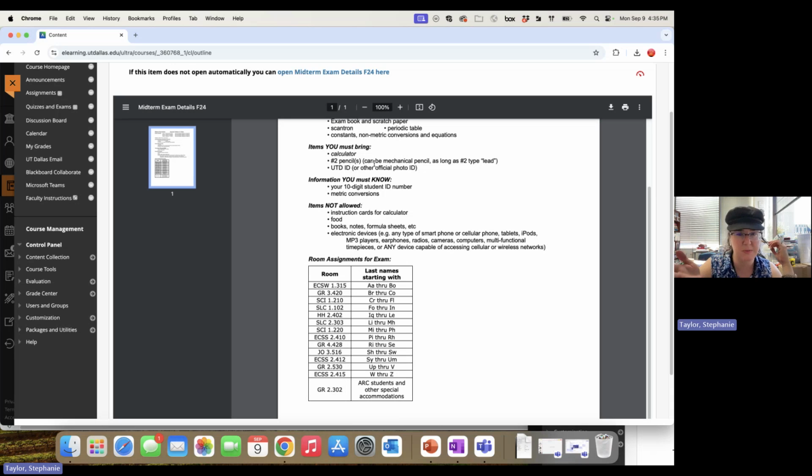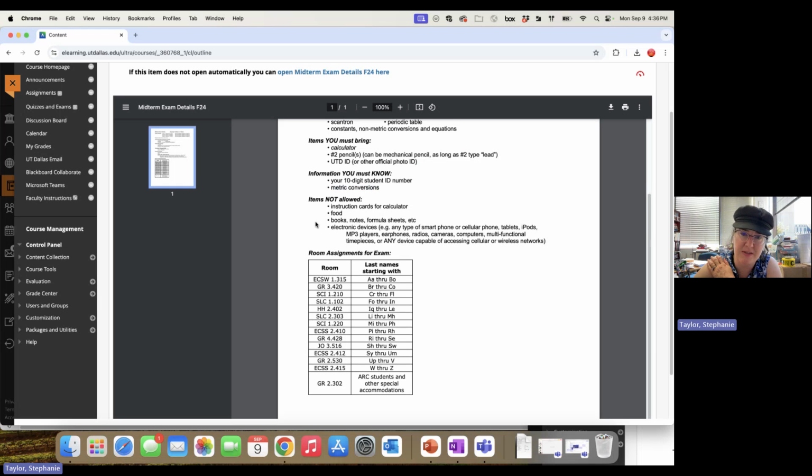Number 2 pencils, can be mechanical. Your UTD ID, so that thing that has a photo ID of you, could be a different official photo ID. We need your 10-digit student ID number as part of what you're going to fill out on the Scantron, and that's the reason why we want you guys to bring your UTD ID instead of like a passport or your driver's license, because that way, also everybody has one of these. Everybody's got a UTD ID comment card, so that's what we're talking about there.